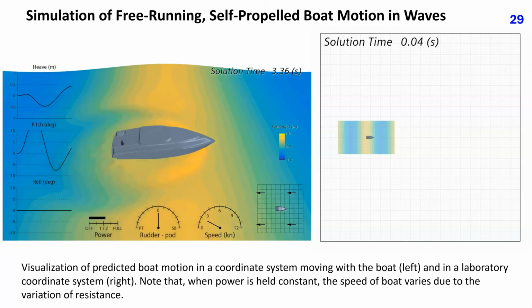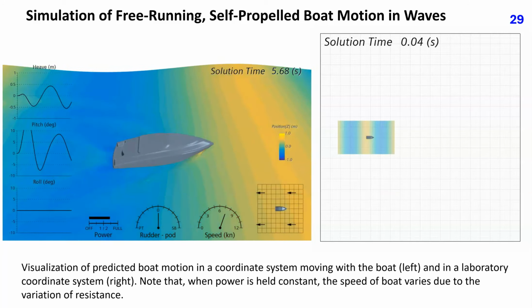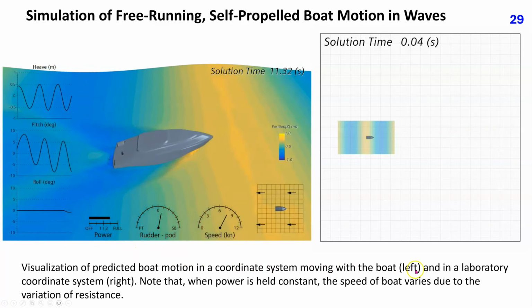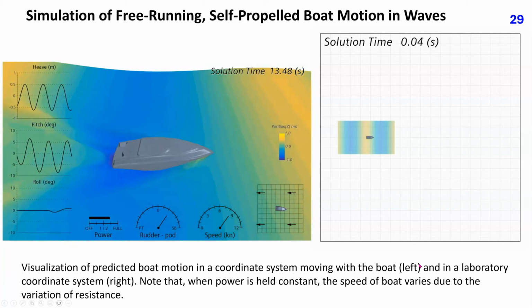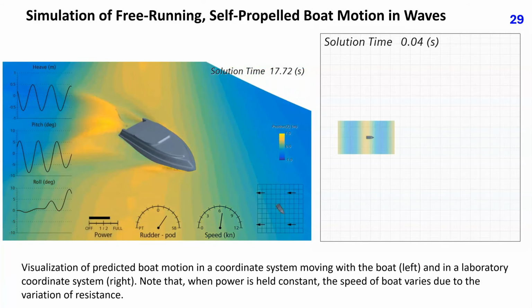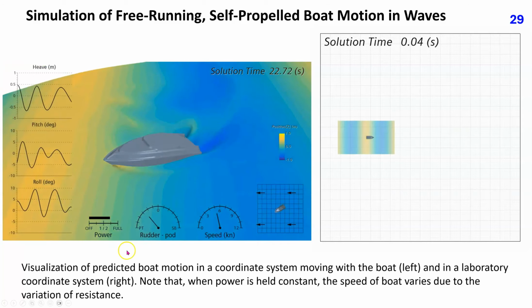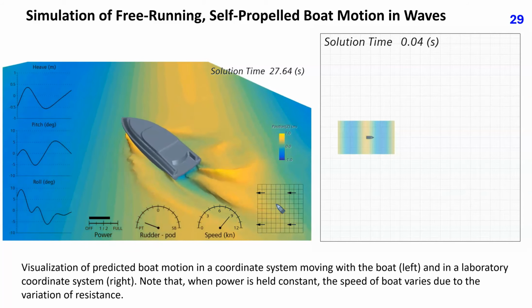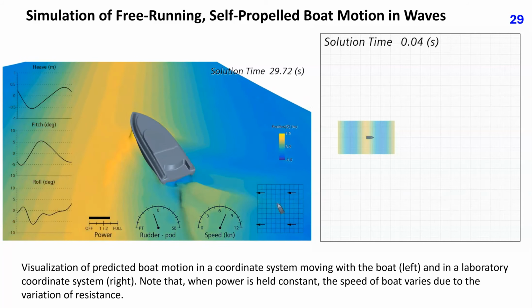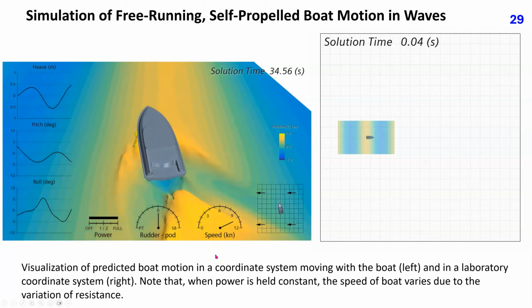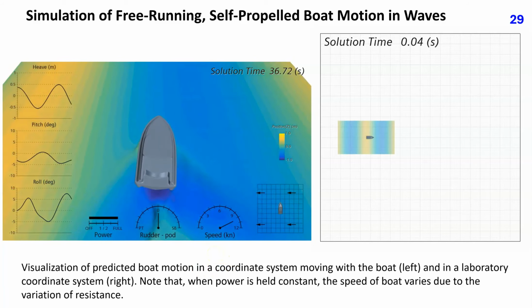These two videos show visualization of predicted boat motion in a coordinate system moving with the boat on the left and in a laboratory coordinate system on the right. The boat is self-propelled and free-running, performing a particular maneuver. The power delivered to propeller is linearly increased to 3/4 and then held constant for a while. The speed varies because the resistance in wave varies, as seen on slide 24 for a container ship.